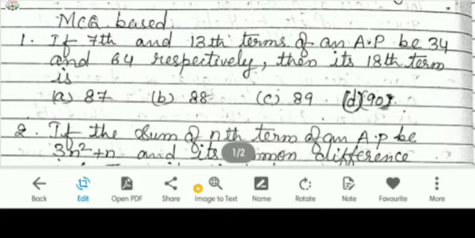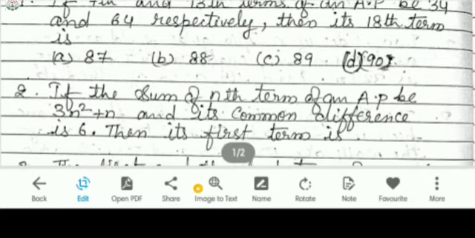On simplification of equations 1 and 2, we will get the values of a and d. After getting the values of a and d, we can easily find the 18th term, that is a plus 18 minus 1 into d. Now put the values of a and d, and you will get the value of the 18th term. Okay, so out of the 4 options, find the correct answer.